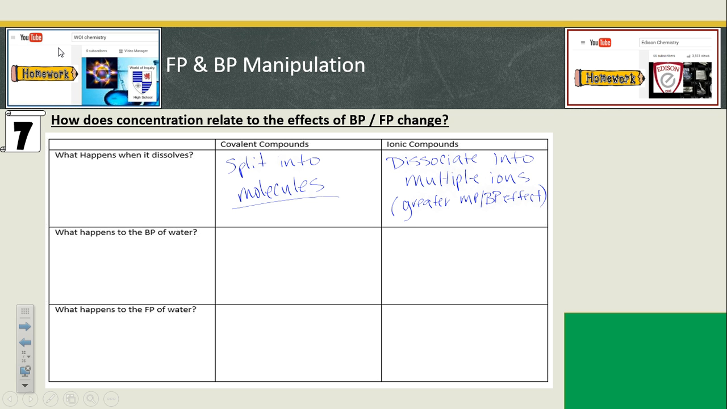The multiple ions make it so that there's more stuff in between the water molecules and the water molecules can't freeze or boil quite as easily. So when you add a covalent compound to water, the boiling point rises slightly. But when you add an ionic compound to water, the boiling point rises significantly.